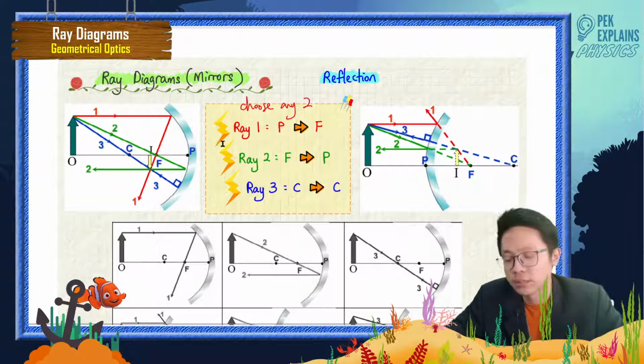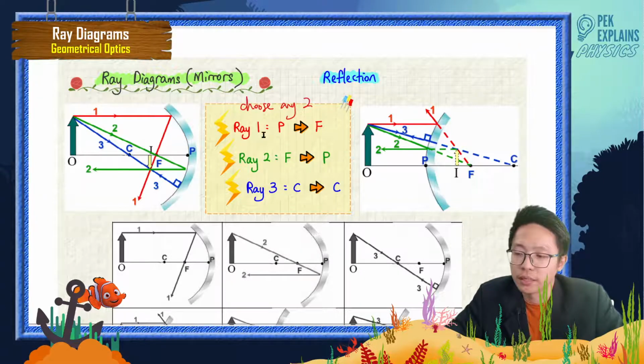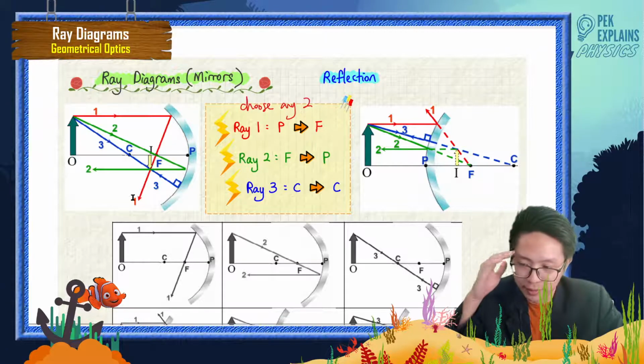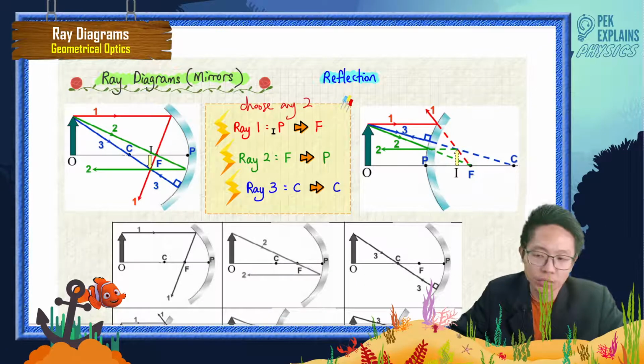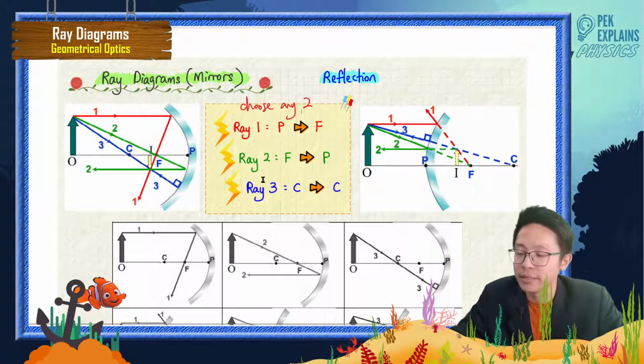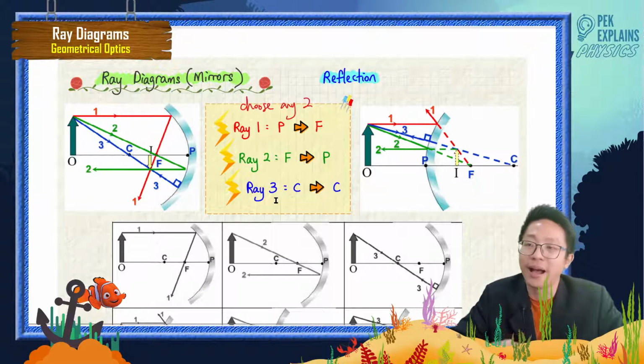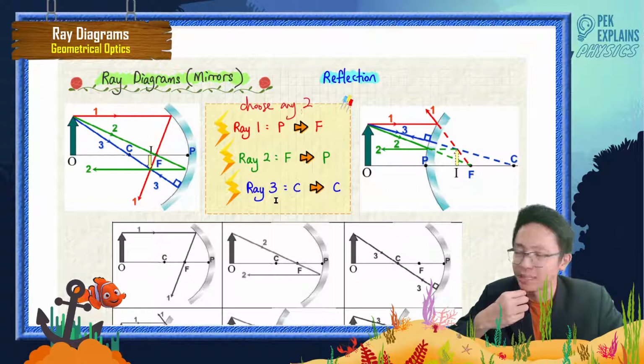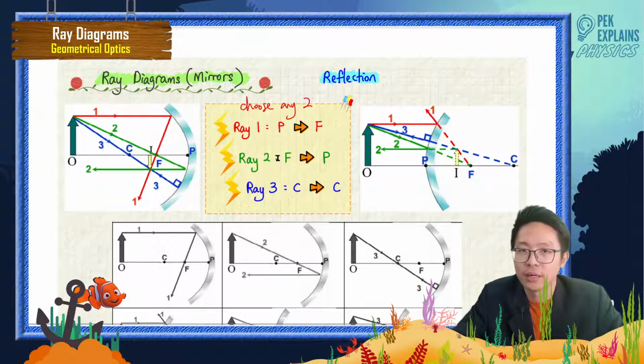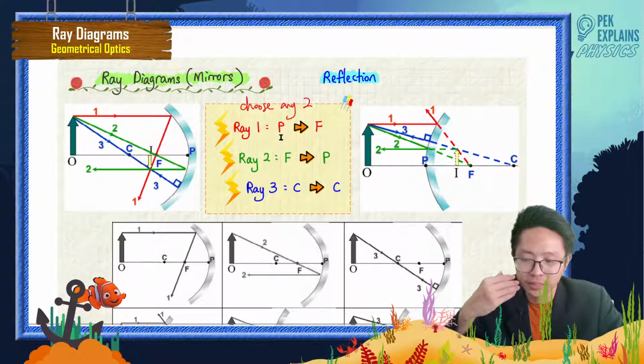First of all, let's go through each of these rays one by one. The first ray is very simple. The first ray is parallel. Actually, you know that to form the image is not just these 3 rays. There are many rays forming the image. But these 3 rays are the key rays that can help us to find the image easily.